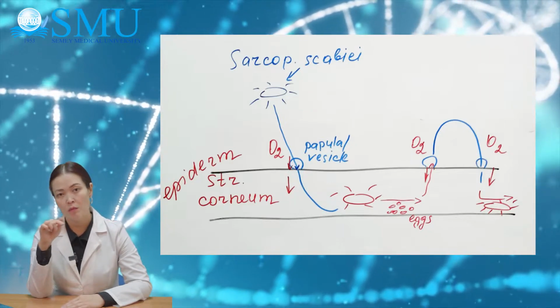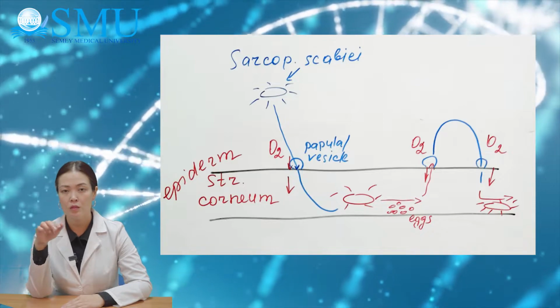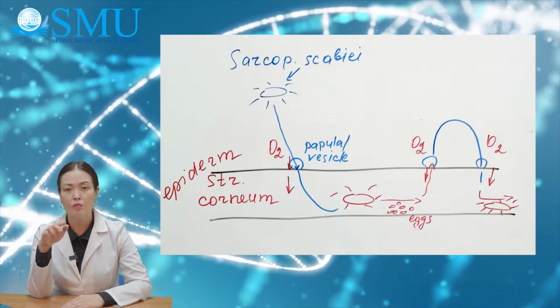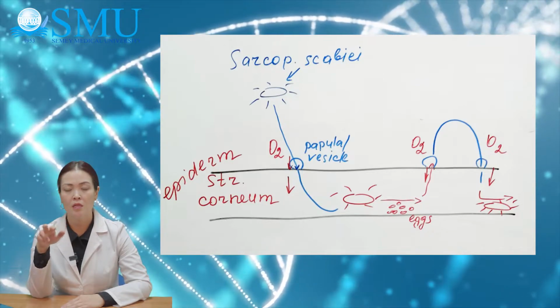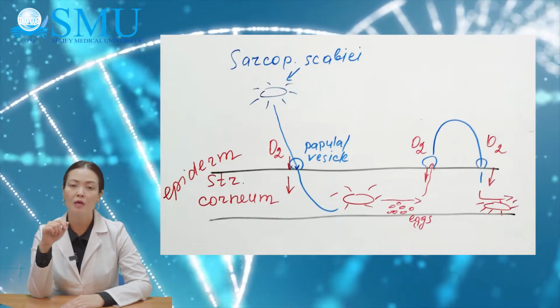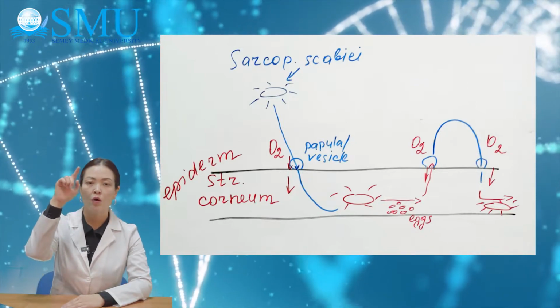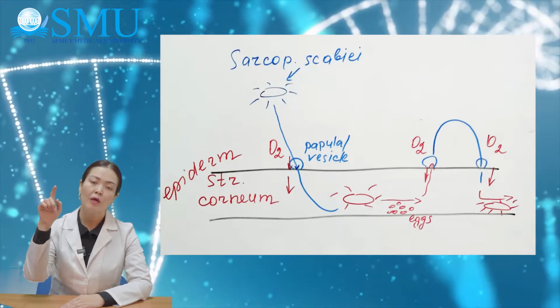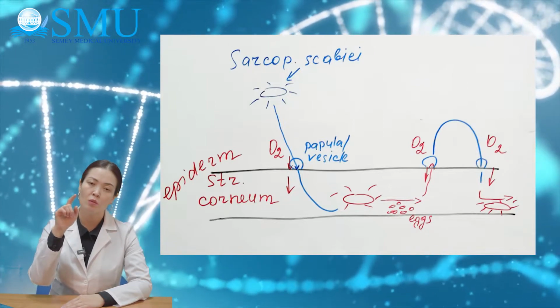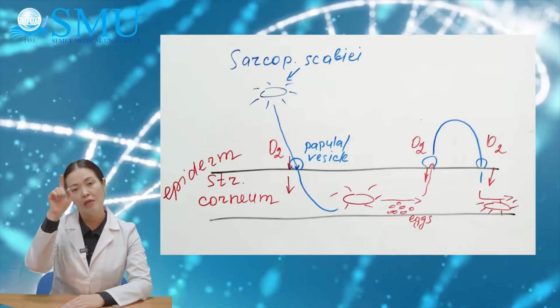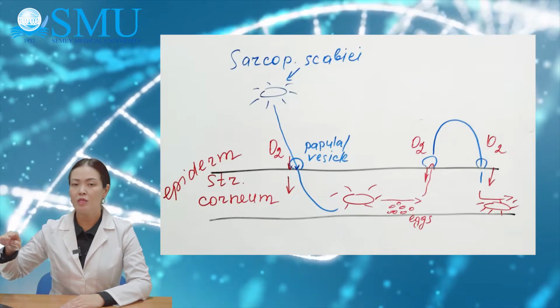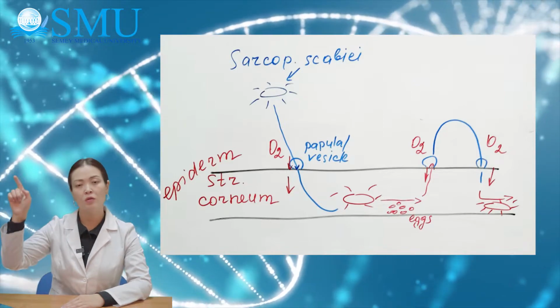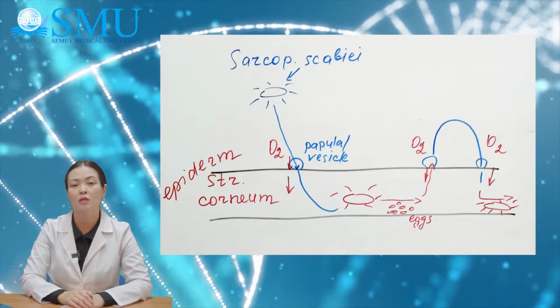Then Sarcoptes scabiei goes to the stratum corneum and starts moving. The insect moves, lays eggs, eats the dead cells of our epidermis, and then sometimes returns to the upper part of the epidermis. In this place you again will see a small papule or vesicle, and then it again returns under the skin. Sometimes it again goes to the upper part of the epidermis and again returns under the skin.